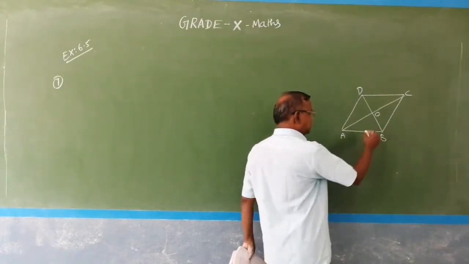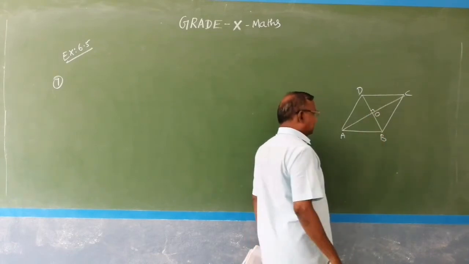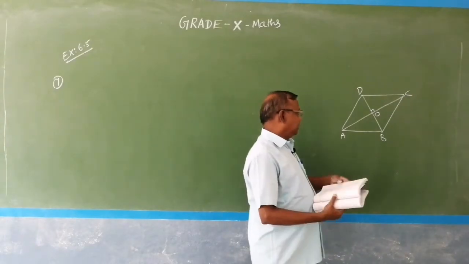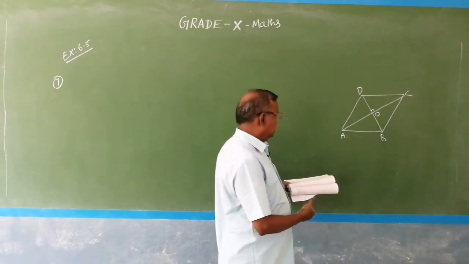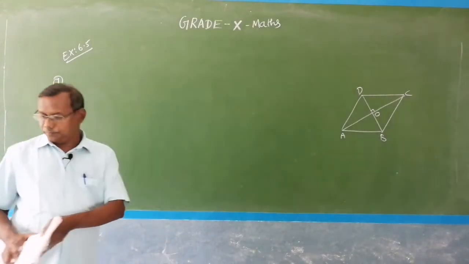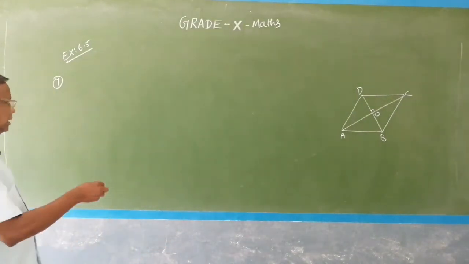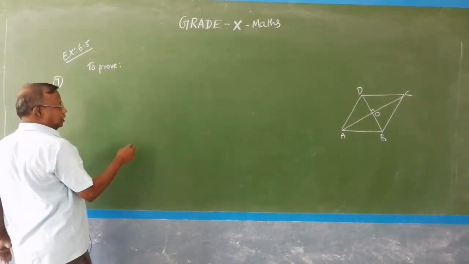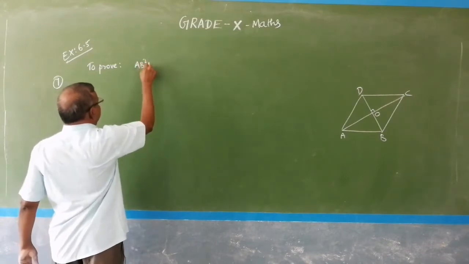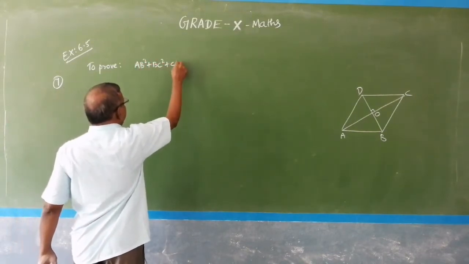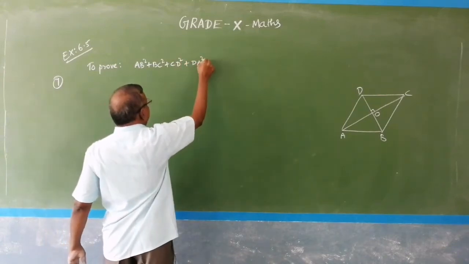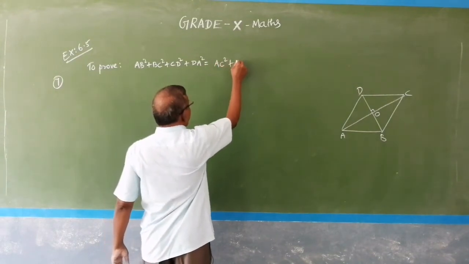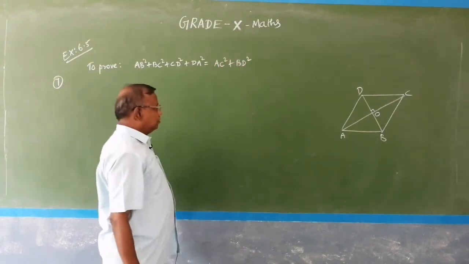The diagonals of a rhombus are at right angles. Therefore, AC and BD are perpendicular to each other. It is a property we have already studied in the 9th standard. So, we have to prove the sum of the squares of the sides, that is, AB square plus BC square plus CD square plus DA square equals the sum of the squares of the diagonals, that is AC square plus BD square. This is what we have to prove.